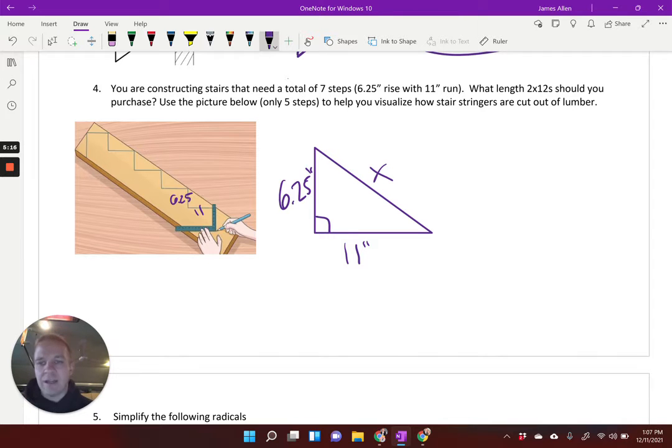Could I figure out what that length is right there? Yeah, it's a right triangle. I can use the Pythagorean theorem. 6.25 squared plus 11 squared equals x squared.